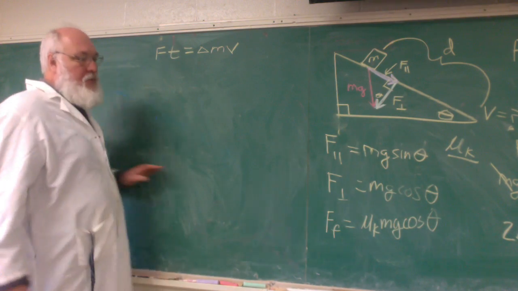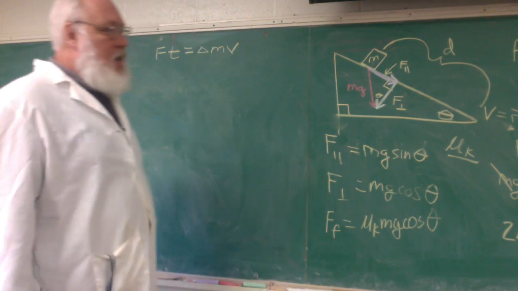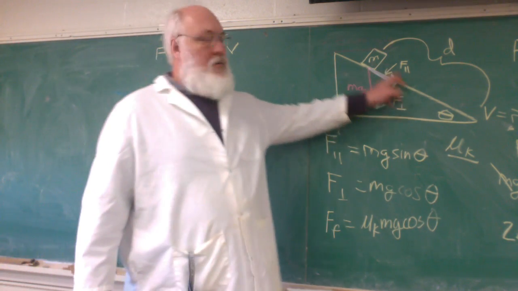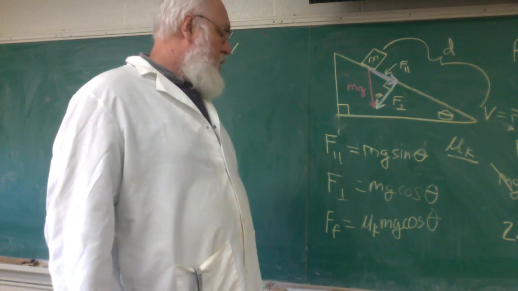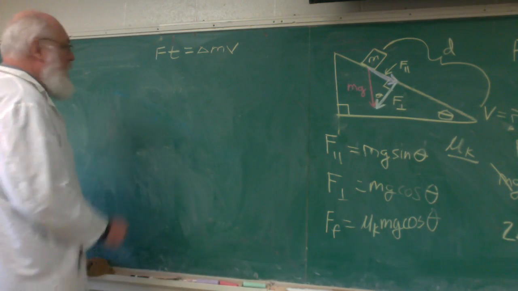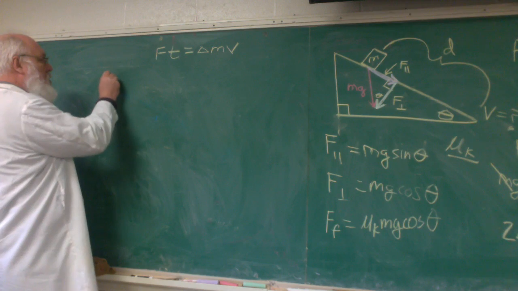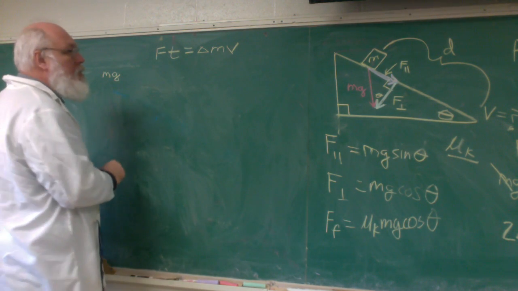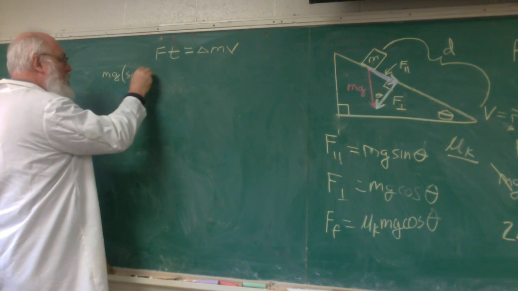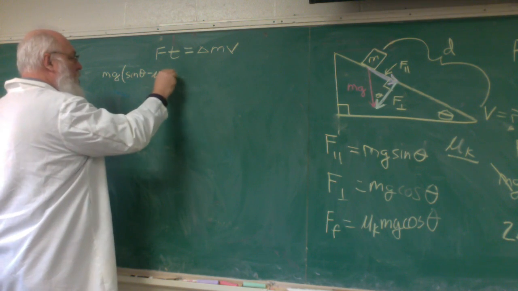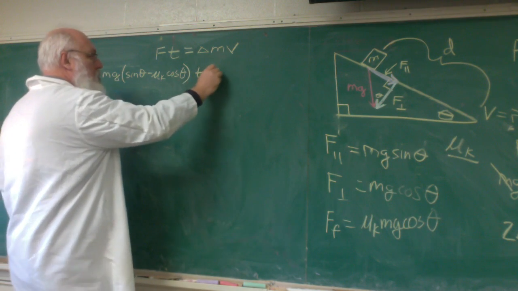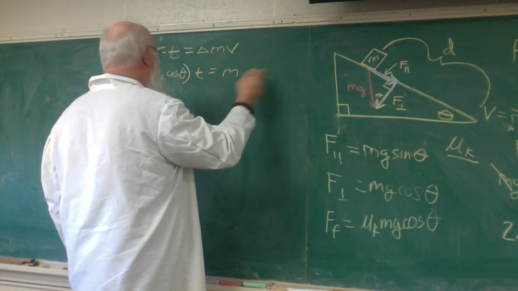Okay, so what we know is that this net force from the previous work that we did is equal to the parallel force down the incline minus the force of friction. We derived that last time as being mg sine theta minus uk cosine theta, times t would be the mass times the velocity.